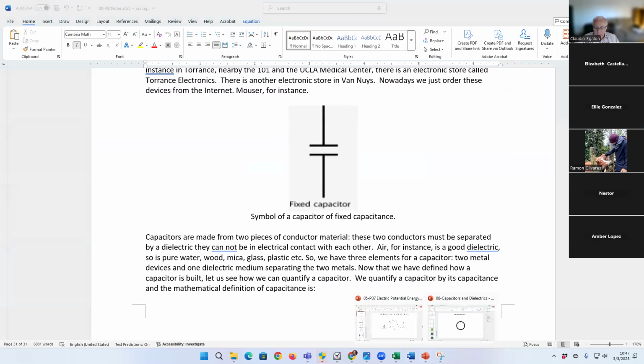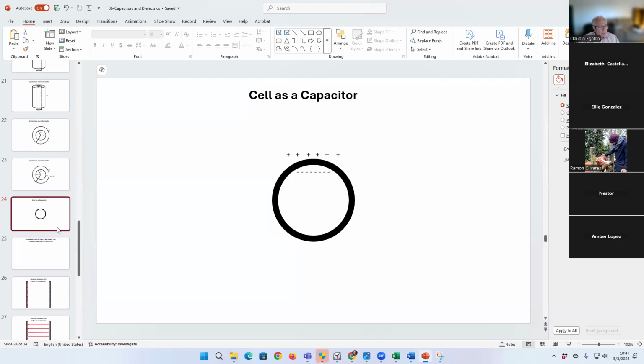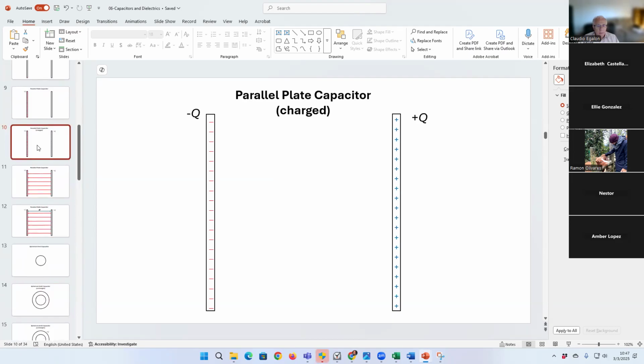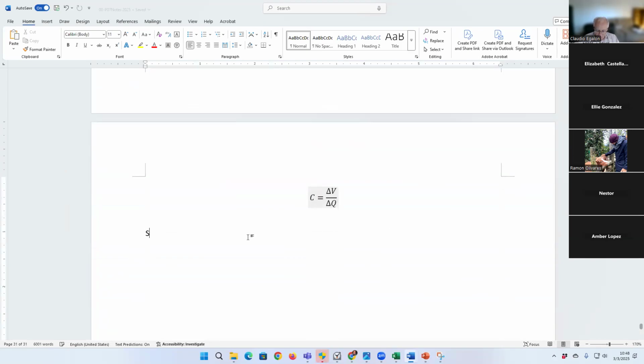So if we go back here, you're going to charge the capacitor. Let's get the parallel plate capacitor, charged. We are going to measure the potential difference between those two plates, which is delta V. You divide by the amount of charge that this capacitor holds, and you get the capacitance. Simple enough? Okay?